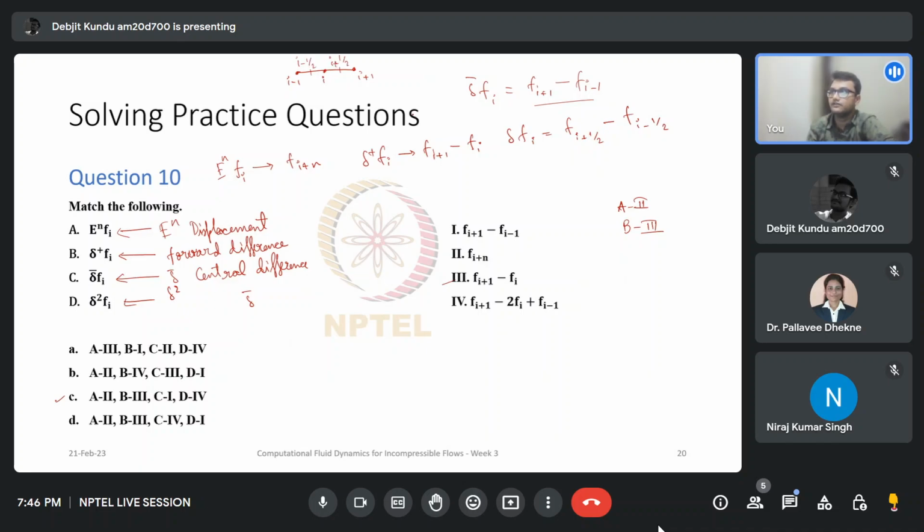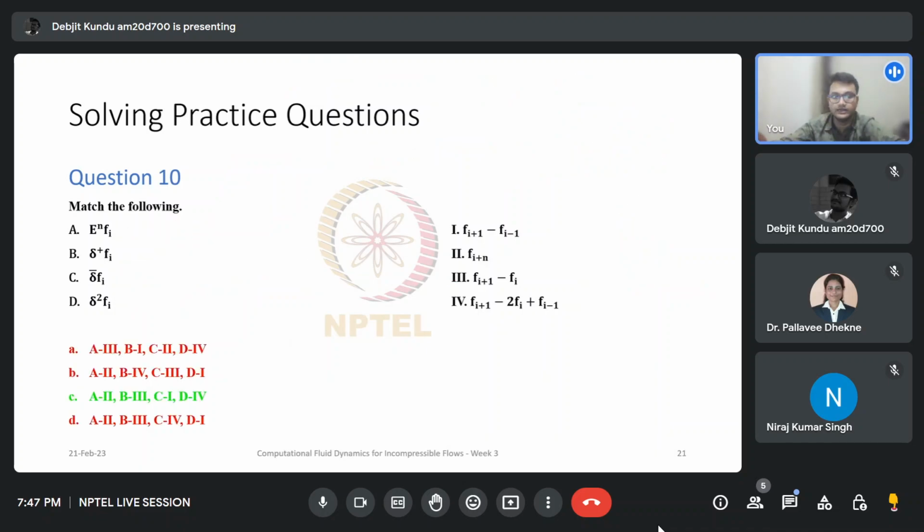Why even care about them? If I use the same thing twice, I'll end up getting the central difference equation which we can see in second order derivatives. So that's why C would be 1 and D would be 4. So A2, B3, C1, D4. Option C seems to be the correct answer, and it indeed is.